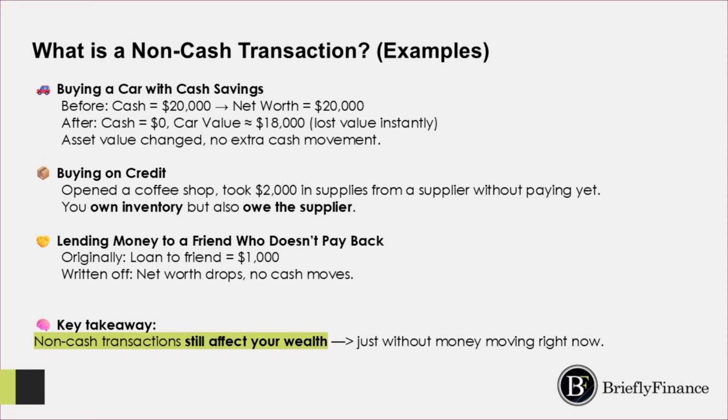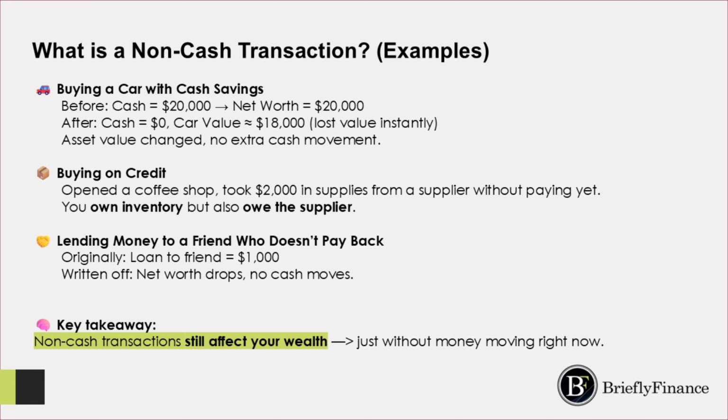Another example, buying on credit. Let's say you bought supplies for the coffee shop you want to open and it was worth $2,000 and it was on credit. So basically you didn't pay any cash. You still have your cash and you have the inventory as well. So in reality the business didn't lose cash, but it has equipment in there. So this transaction has no cash in it, but it influenced the performance of your business because now you have supplies. You can make income out of it without using your cash.